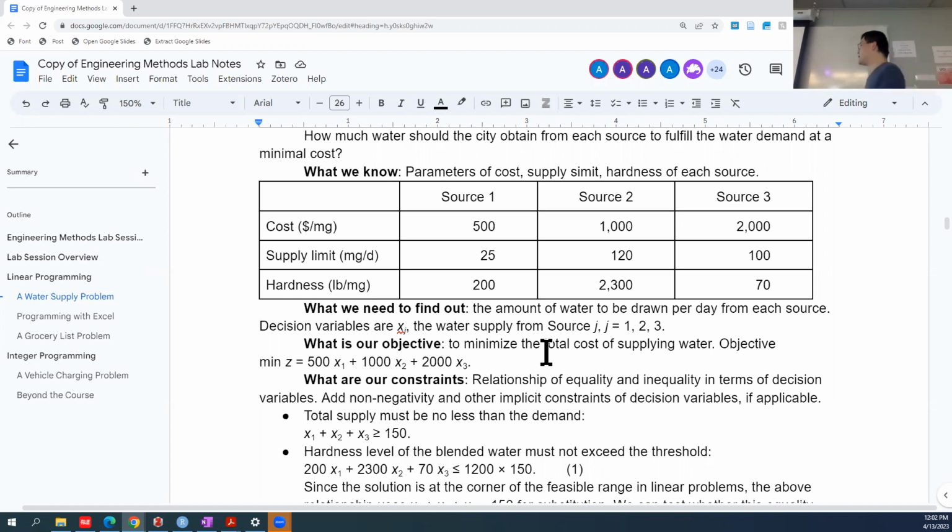So for example, for source one, we were given that the per unit cost of the supply is 500 and the per unit hardness is 200. And in this table, in column source one, the coefficient for cost is 500, hardness is 200. So in this table, there's no additional information that's not provided in the question. It's simply a representation of the existing information that we extract and summarize in a table from the question hint.